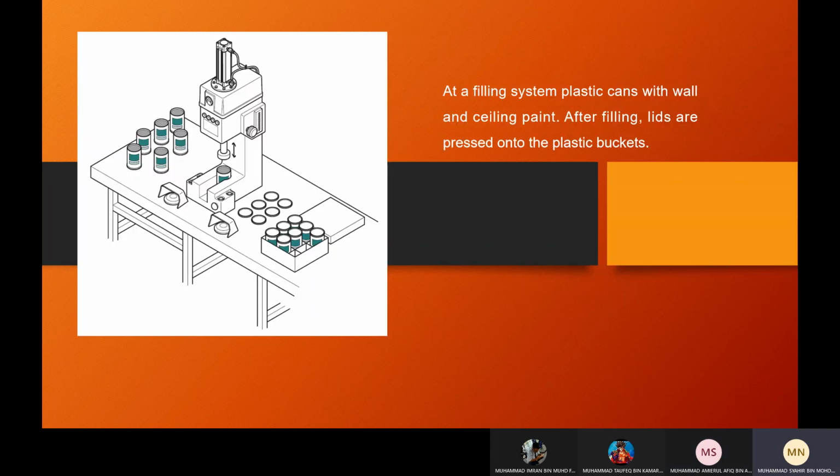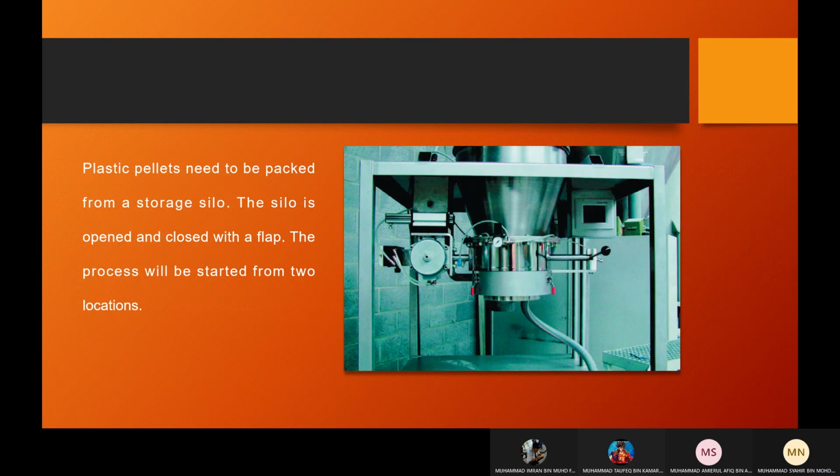So here we go. First, a filling system for plastic cans with wall and ceiling paint. After filling, lids are pressed onto the plastic bucket. Second, plastic pellets need to be packed from a storage silo. The silo is opened and closed with a flap. The process will start from two locations.